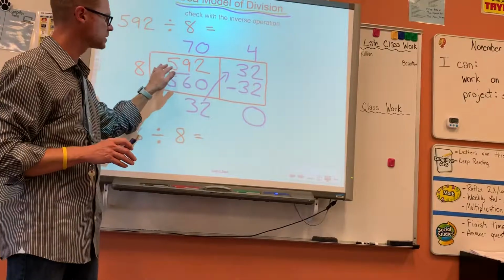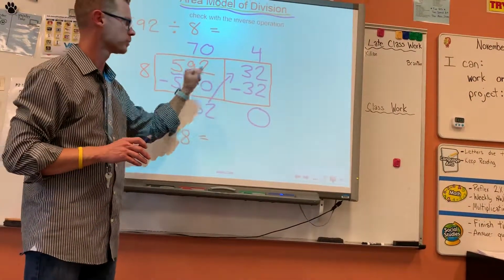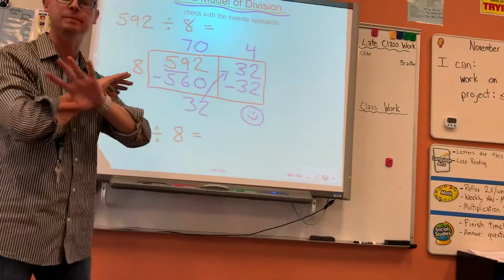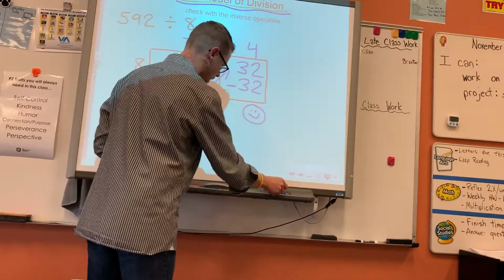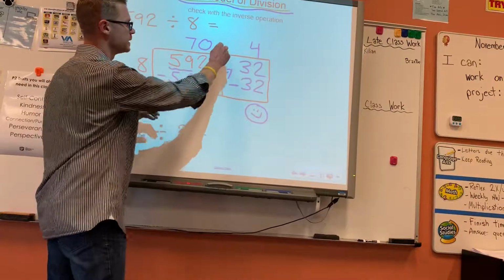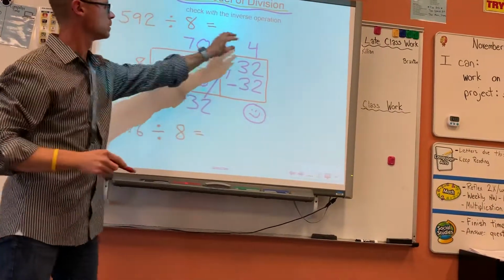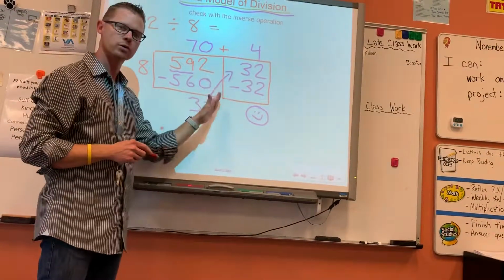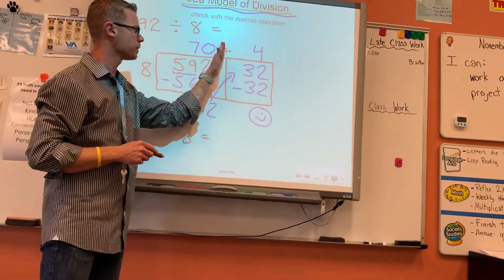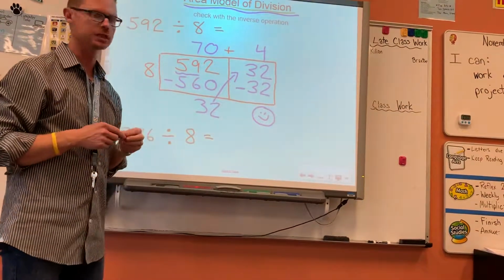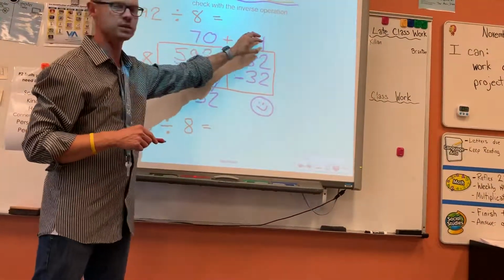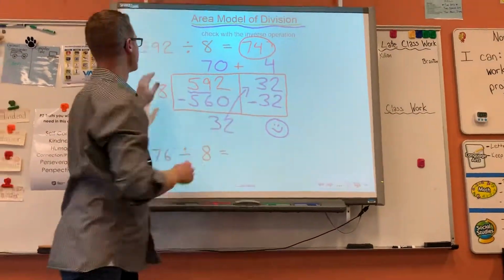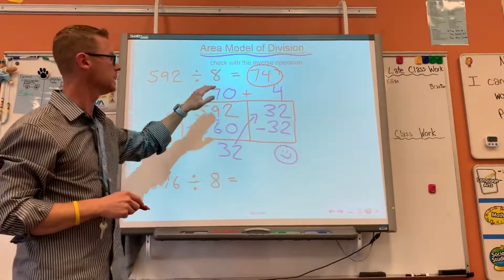From my original 592, I divided it both ways. That makes me happy, so I'm going to give myself a little smiley there. I am done dividing. Lastly, guys, I'm going to look at my 2 quotients up top. I have 70 and 4, and I know that in the area model of multiplication, we put a plus sign when we're dividing or partitioning. So we simply add 70 plus 4, and we get the answer of 74. So I believe that 592 divided by 8 is 74.